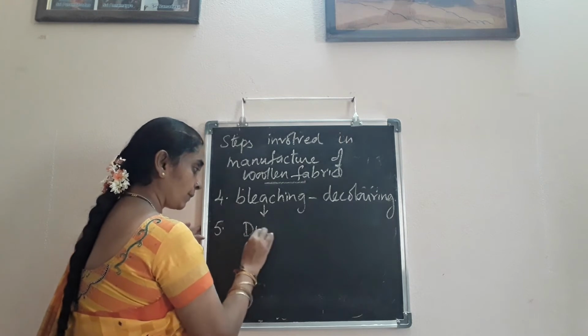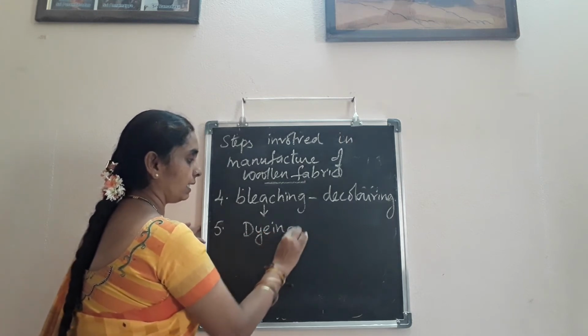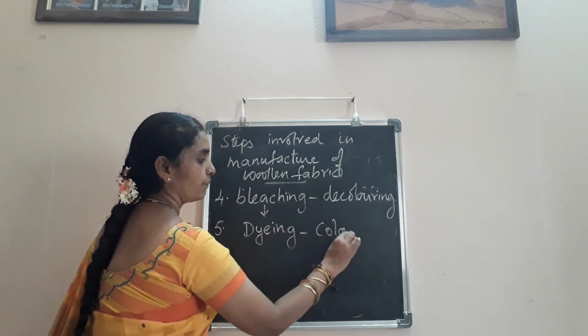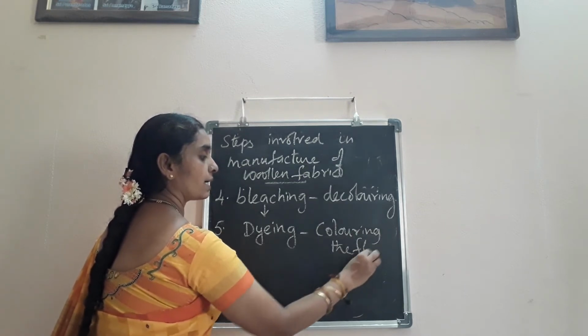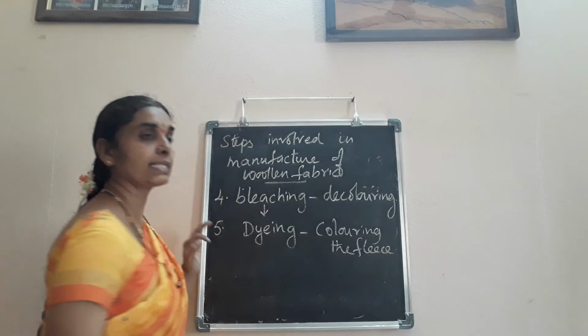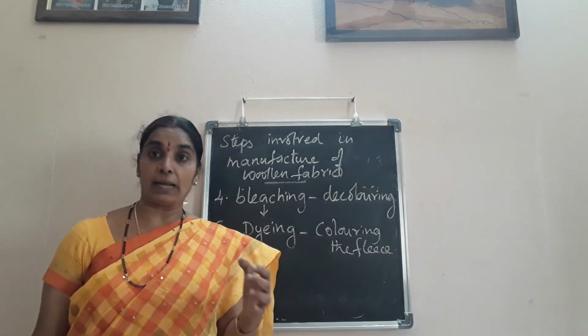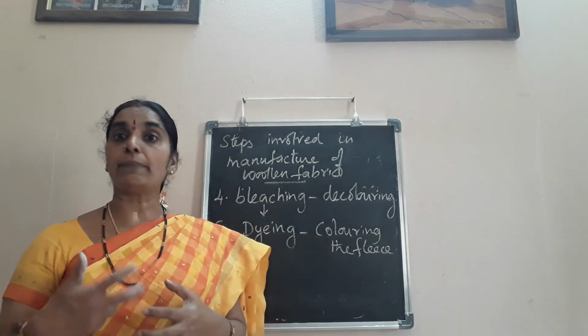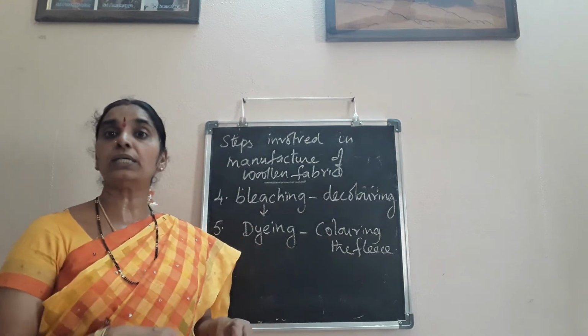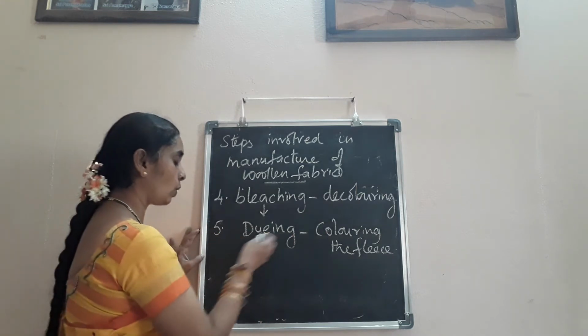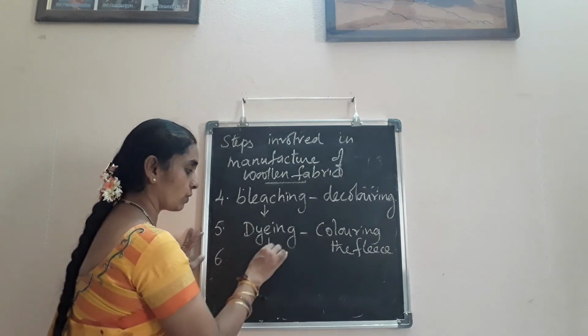Next, the dyeing process is done to get the required color, that is coloring the fleece. You studied this last year in the 6th class, in the fiber to fabric lesson. We have read about the dyeing process, in which different fibers are dipped into coloring agents. It is called the dyeing process.